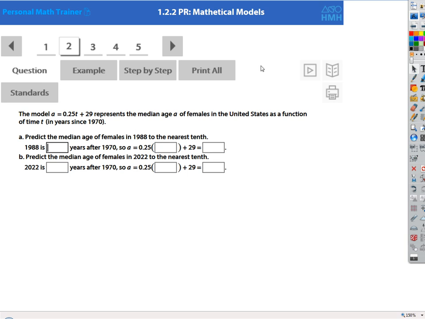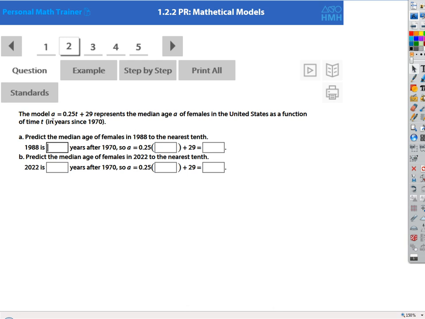You probably remember this one. So when they say something like predict the median age, that means we're going to calculate an A value from our model, right? So predict the median age of females in 1988 to the nearest 10th. A is going to be the output. 1988 has to be the input to our model. That's all it's saying. But we've got to make sure we read this model carefully.